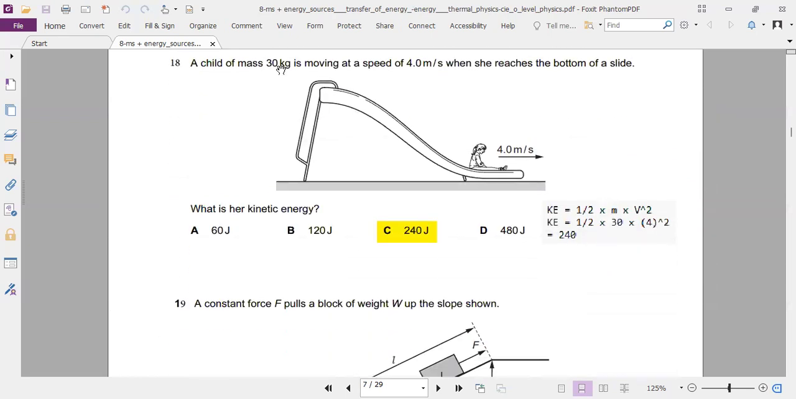A child of 30 kg has this much speed when reaching the bottom. What's his kinetic energy? Very simple question. Kinetic energy: input the values, calculate the answer.